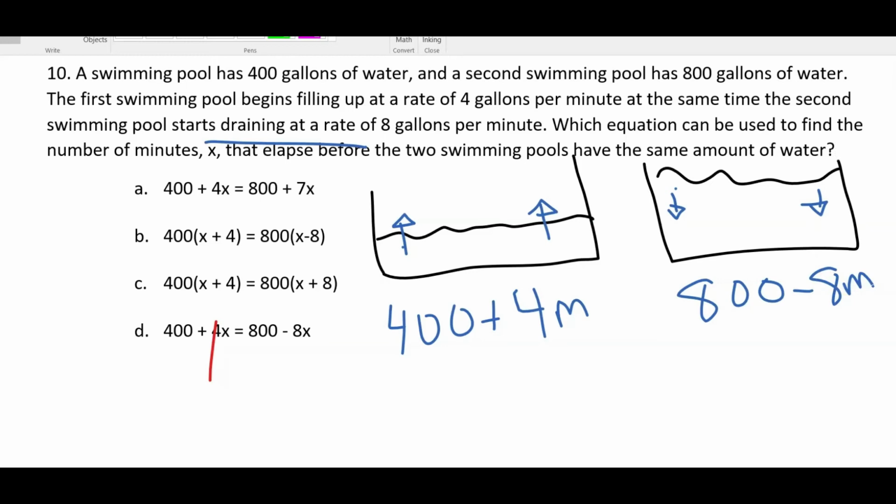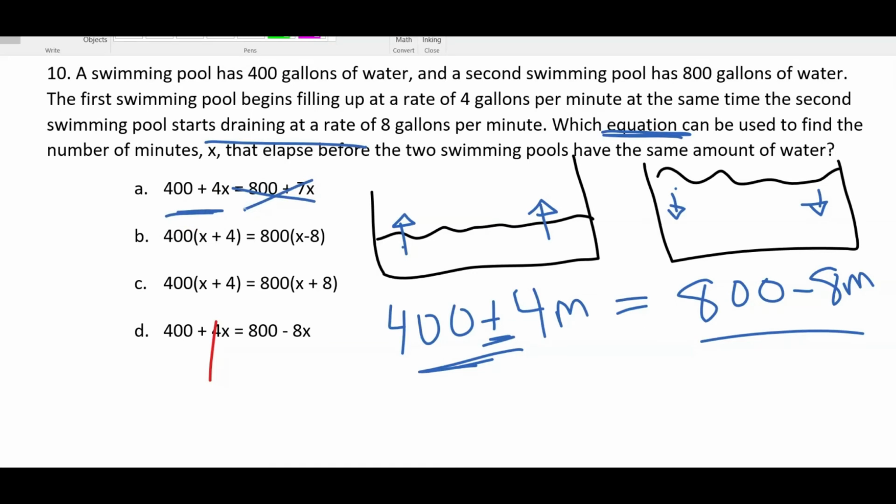They say which equation can be used to find the number of minutes X that has elapsed before the two pools have the same amount of water. When will this pool equal this pool? Okay, well, I just set that up. I just used two expressions to compare them, and I want to set up an equation to show when they would be equal. Okay, so the one that had 400 is gaining water, so 400 plus something. But the one that had 800 was losing, so I definitely know it's not that one.